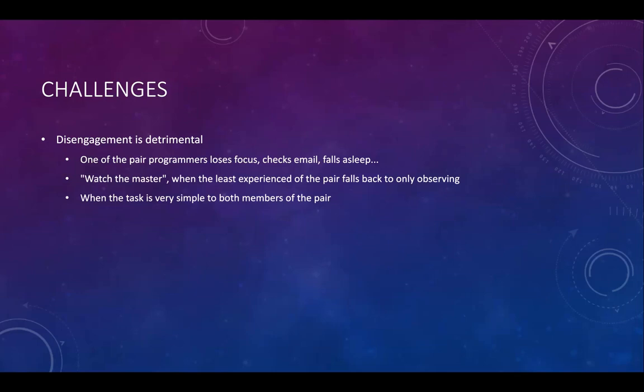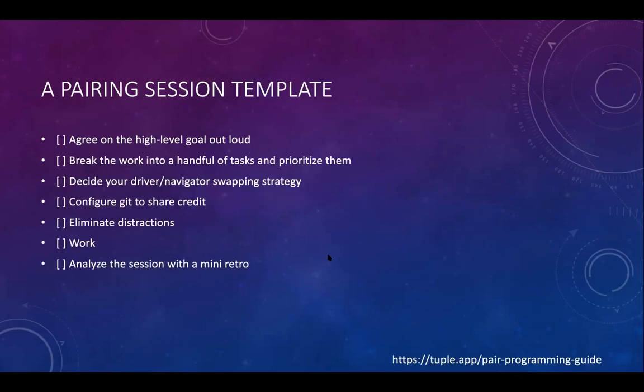Okay, there's a resource I wanted to mention as well: a pairing session template we found on the Tuple app website. It's a nice little checklist of things to do when you're doing a pairing session. You start by agreeing on the high-level goal out loud. Then you break the work into a handful of tasks and prioritize them, and decide how you're going to switch who's driver and navigator. Then if you care about credit in Git, that's something to configure. Then try to eliminate distractions by turning off your phone. Then work, and then have a little retrospective at the end.